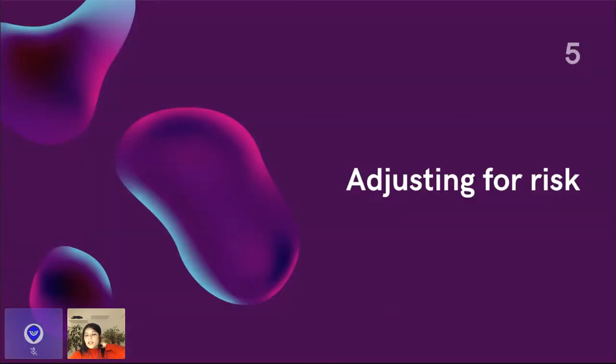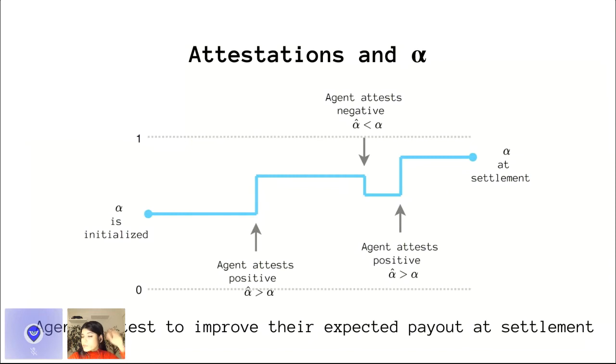All right, so let's explore a little bit about how we actually adjust for risk, right? I think this bit is the novel concept here, as well as the hybrid system and having these two composed systems interact with each other. The way we adjust for risk is by having this mechanism called attestations. Attestations allow agents to attest positively, saying that they think the project will be successful, or attest negatively, saying that the project will fail.